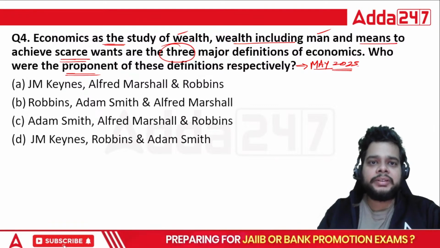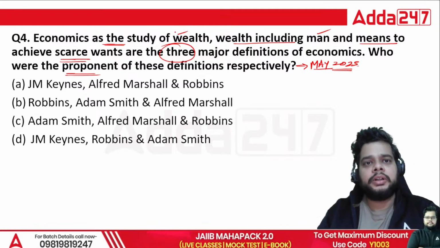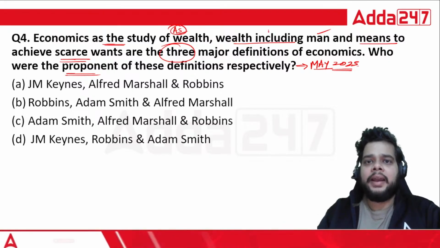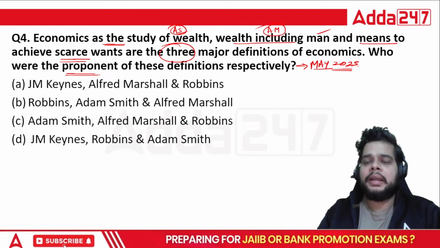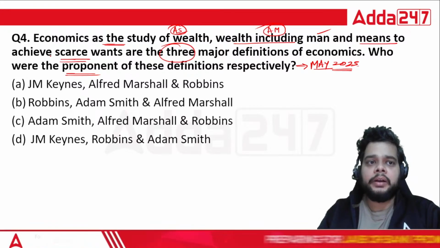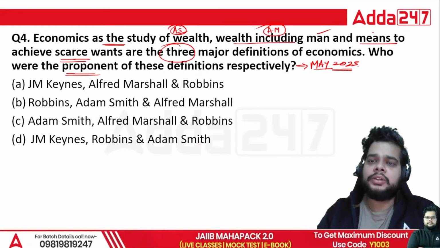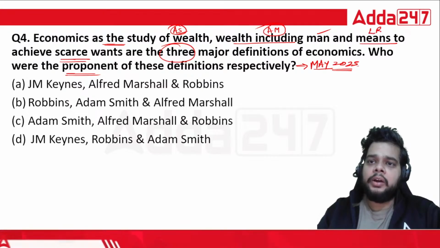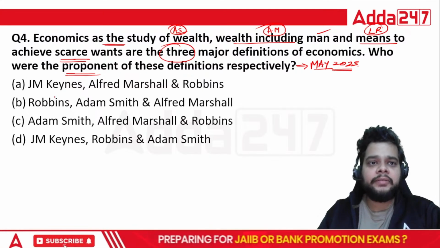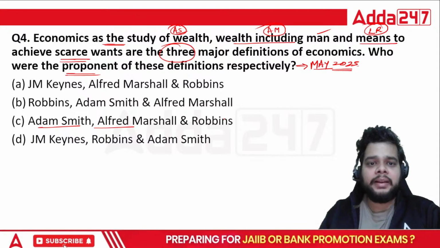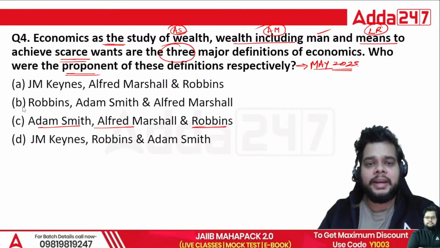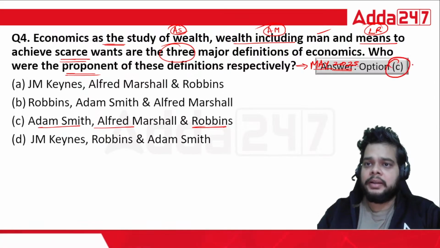So when we talk about the study of wealth, it was given by Adam Smith. Okay. Wealth including man, Alfred Marshall was the proponent here, and means to achieve scarce resources, it was your Lionel Robbins. So the right answer will be Adam Smith, Alfred Marshall, and Robbins for the three definitions of economics. So C will be the right answer. Okay, C is the correct one.